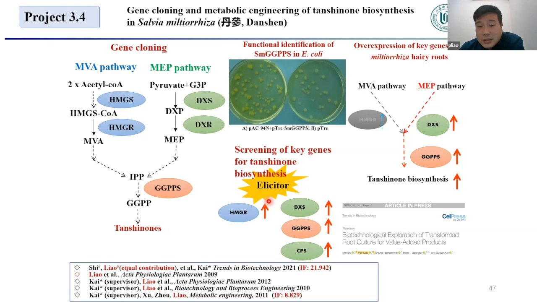elicitors. And we found out that actually HMGR, DXS, GGPPS, and CPS are the most important genes for Danshenone biosynthesis. And finally, we overexpressed these key genes in Danshen hairy roots. Okay, and then finally we could increase the Danshenone production by nearly fivefold.